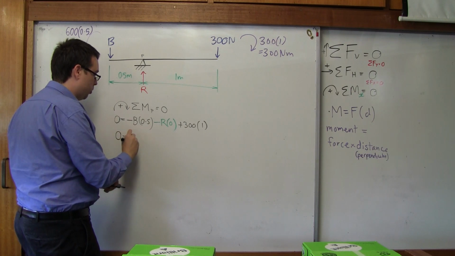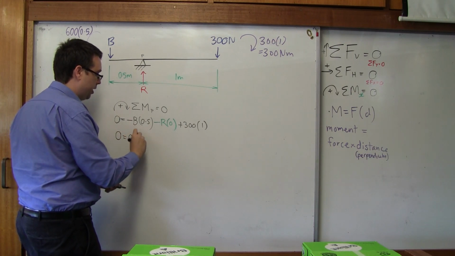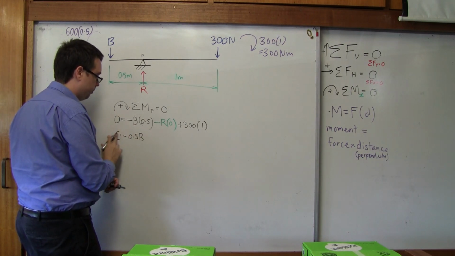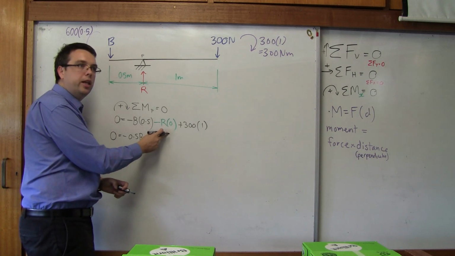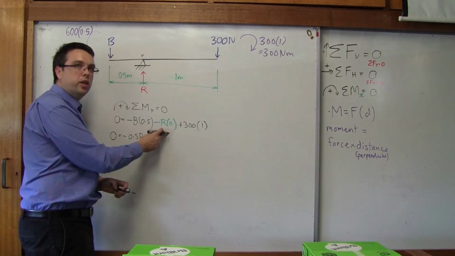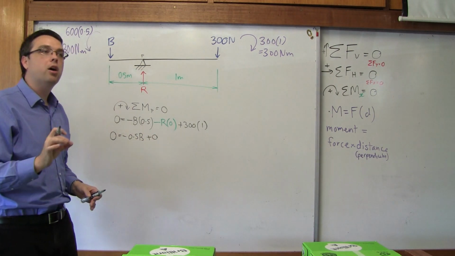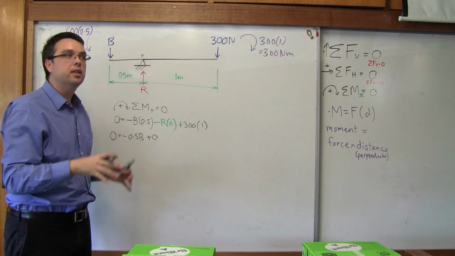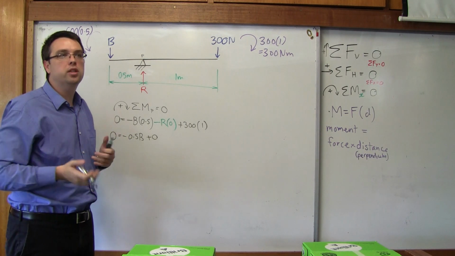We've got 0 equals minus 0.5b. Now, what about this one here? Anything times 0 is 0. Do you see why people don't bother writing it? They don't bother writing it, but I want to draw the point to you. That's why we use this moment method.